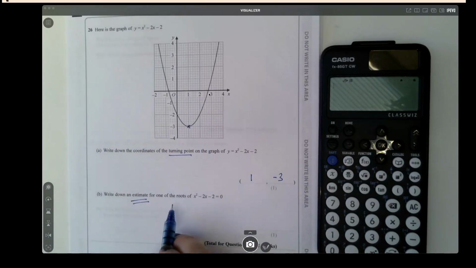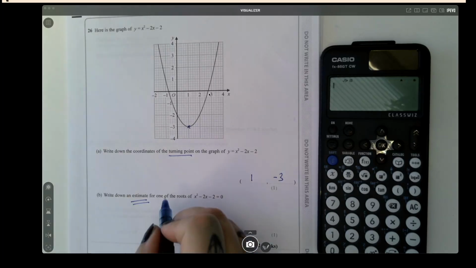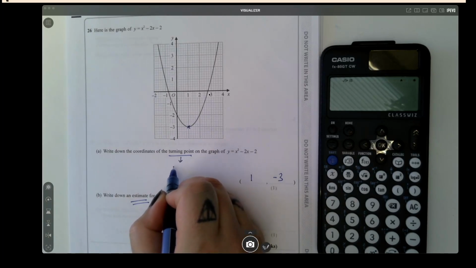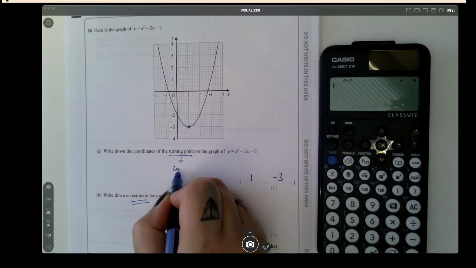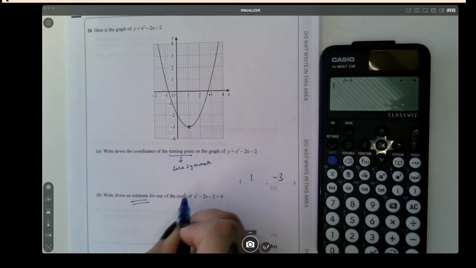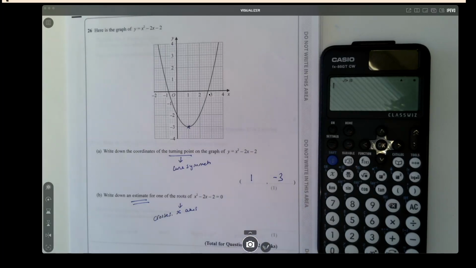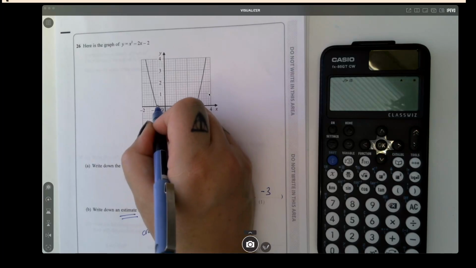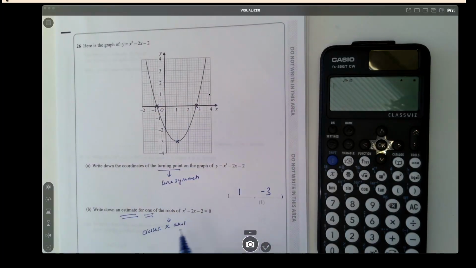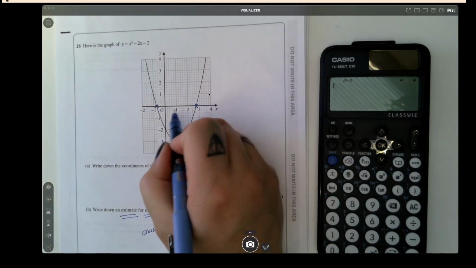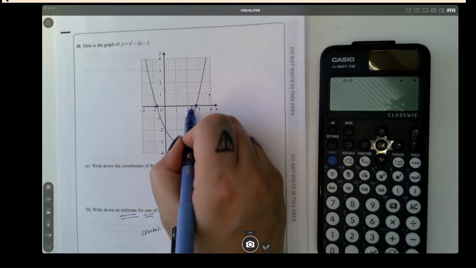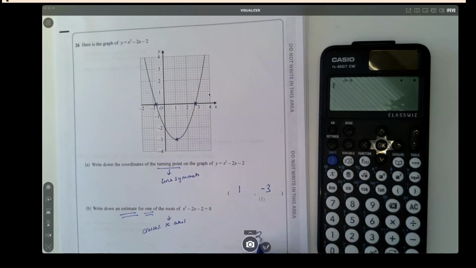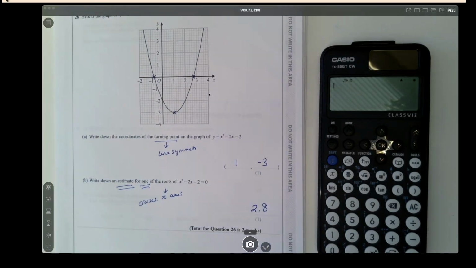Part B, write down an estimate for one of the roots of this quadratic, x squared subtract 2x subtract 2. So the turning point is the line of symmetry. The roots are on the x-axis, so where it crosses the x-axis. So here and here. So we're just going to read off where we think it roughly is. So this one is 2.2468. So I'm going to go with roughly 2.8 there as an estimate. And it's an estimate because we haven't got an exact scale in there.